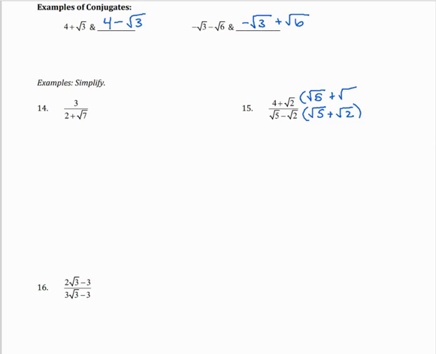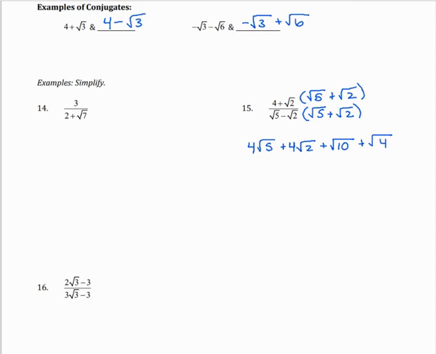Once I do this, now I need to use my multiplication properties of radicals and also my adding and subtracting. So we will FOIL the numerator. 4 times root 5, outside with outside, so that's simply 4 root 5. 4 times root 2 is 4 root 2. Root 2 times root 5, those are both radicals, so we multiply the insides to give me root 10. And root 2 times root 2 gives me root 4.